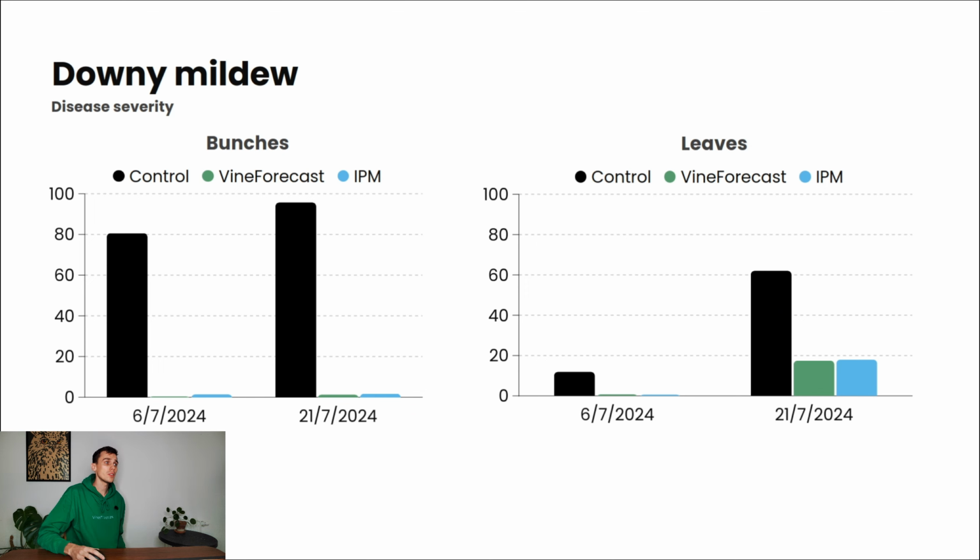On the other hand, for the VineForecast as well as for the IPM variant, we can see there was nearly no disease severity on the bunches. So we can say the bunches were completely healthy.